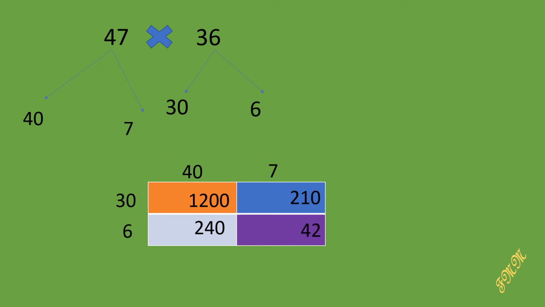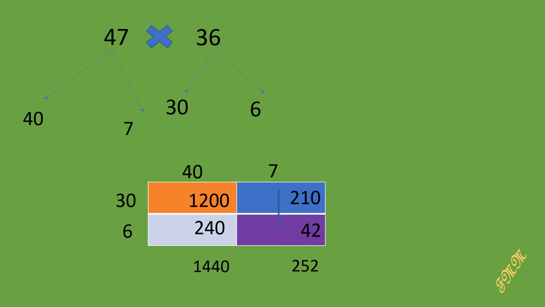In the next step, we're going to add the numbers in the boxes in the columns. For example, in the first column I've got 1200 and 240, and the addition is 1440. Similarly, I'm going to do the same thing in the next column, which is 210 and 42. It's giving me 252.